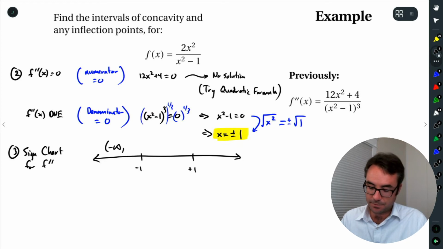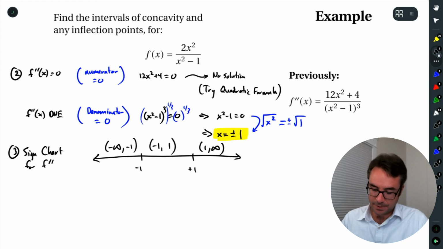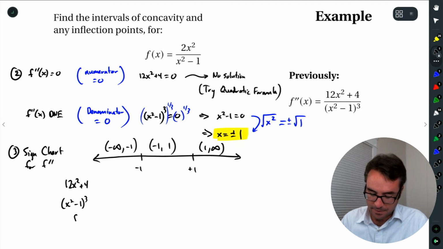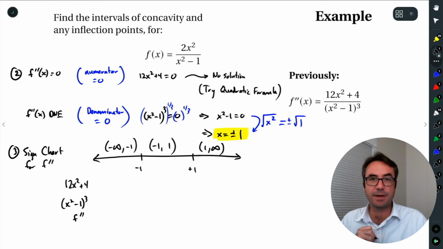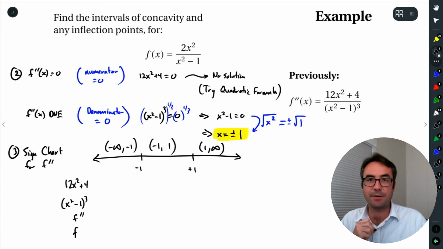So we're going to do the interval from -infinity to -1. We'll do the interval from -1 to +1. And then we'll look at the interval from 1 to infinity. Okay. Then we just use our different factors here. So we have 12x squared plus 4. We have x squared minus 1 cubed. And then we'll see what that tells us about f double prime, and then ultimately what that tells us about function f.